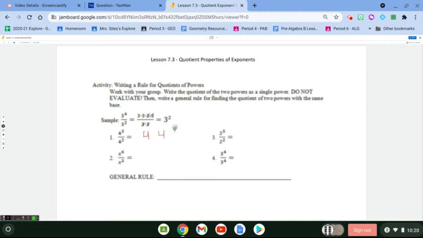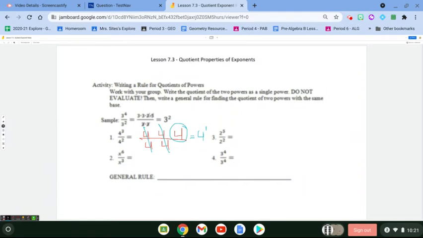4 times 4 times 4, or 3 copies of 4, over 4 to the second power, 2 copies of 4. What I can start doing is crossing out some pairs of 4, meaning 4 divided by 4 is 1. I'm going to start crossing out my pairs of 1s. So 4 divided by 4 is 1 again. How many do I have left over? I would just have 1 4 left over, or 4 to the first power.